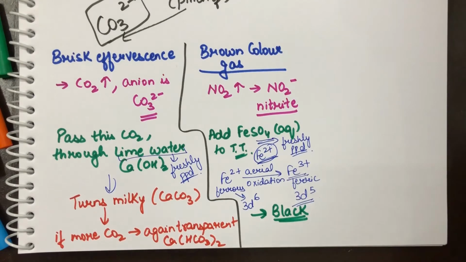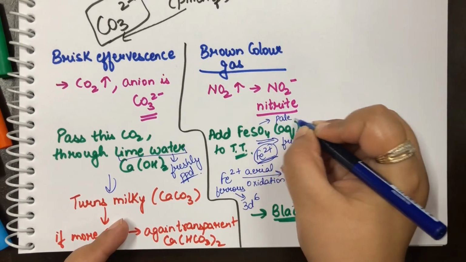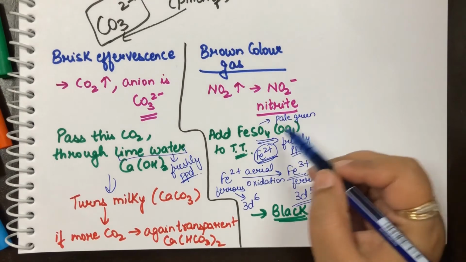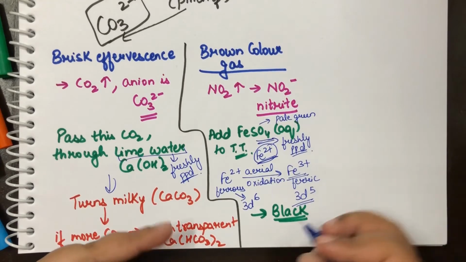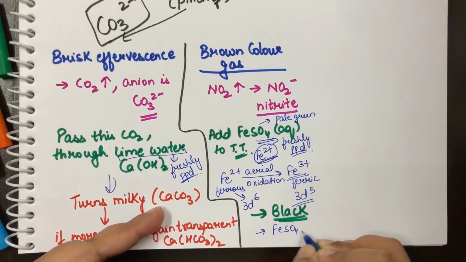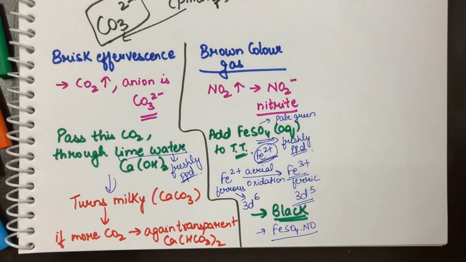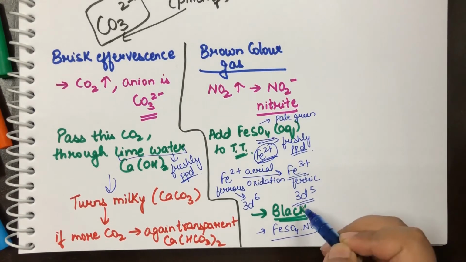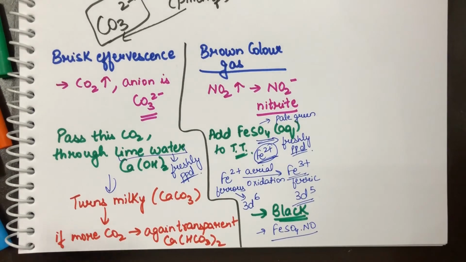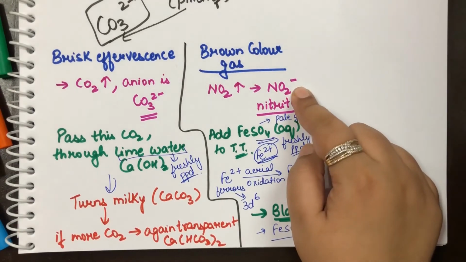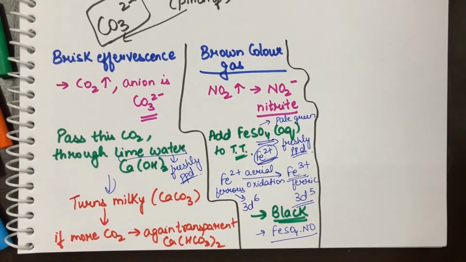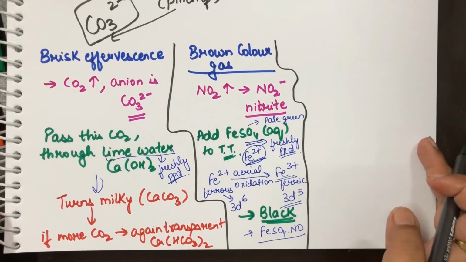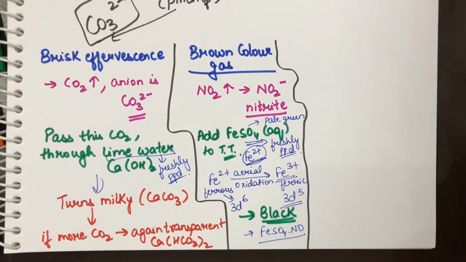Original color of FeSO4 is pale green. So when you add this pale green solution to your test tube, now the color of the solution is black. This is black due to the formation of a compound which is FeSO4.NO. So the moment it turns black, you should be sure that nitrite anion is present here. This will be your second observation from the dilute H2SO4 group, and you will add the required reagent to confirm if it is nitrite or not.